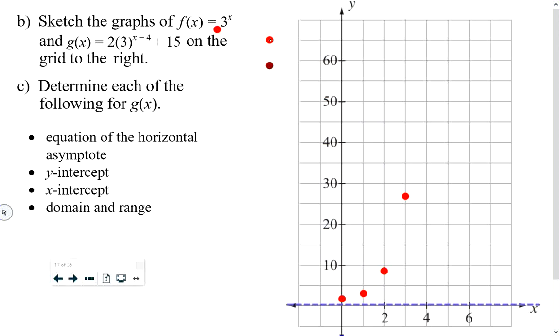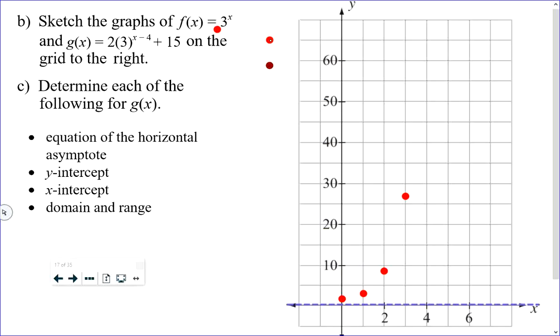And can you just confirm, I'm pretty sure, that when I triple 27, I get 81? Okay. Can I fit 81 on there? Well, I can't. So that's it. That would be y equals 3 to the x. So what are we going to do with that? We are going to stretch all of these points vertically by a factor of 2. Then we're going to shift them 4 units to the right and 15 units up.